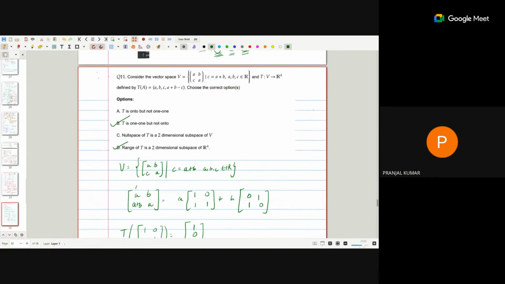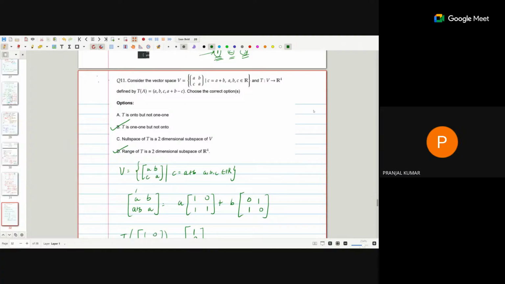Okay, so another such example. Let's see. They have given you, consider the vector space V equals (a, b, c, a) such that c is equal to a plus b. Now, this is the example which I was talking about. You have a condition given here, so what you will do is replace it here. It is already expressed in terms of other variables, so I've expressed this general element here: (a, b, a plus b, a).